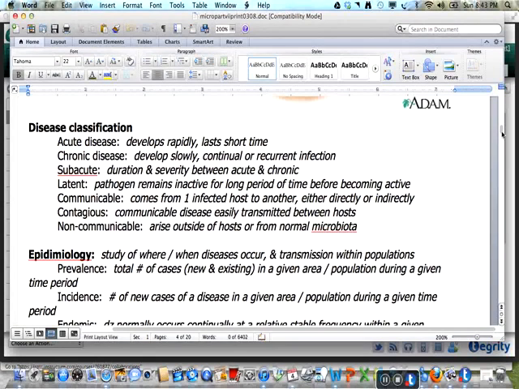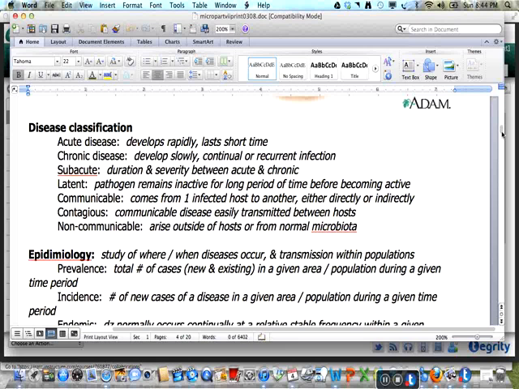Acute diseases develop rapidly and last a short time. Chronic diseases develop slowly and may have continual or recurrent infections. The subacute disease has a duration and severity between the acute and chronic. In the latent stage, the pathogen remains inactive for a long period of time before becoming active. This also allows a greater opportunity for this organism to be spread from the host to others, increasing its population.